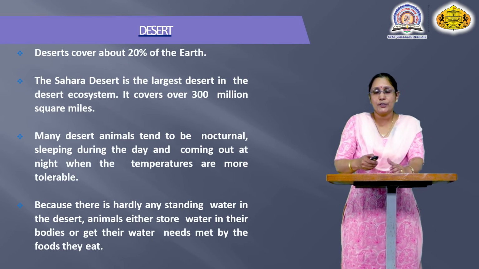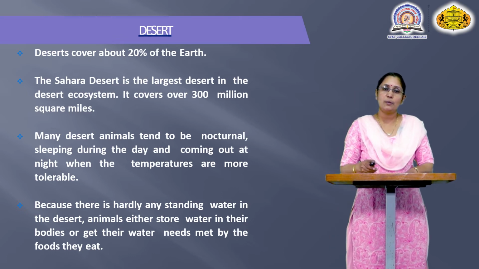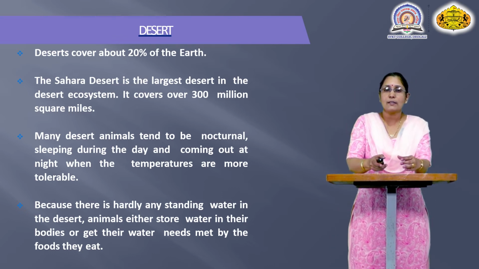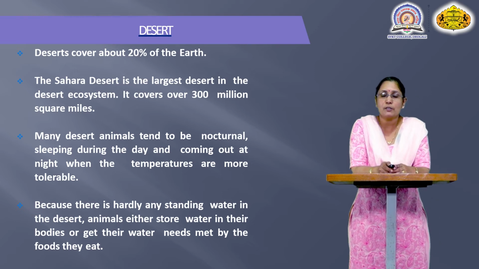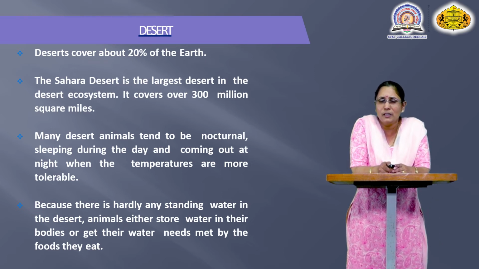Next to grassland, we turn towards this interesting ecosystem, that is desert. Desert covers about 20% of our Earth's surface. It has been observed that near about 20% of Earth's surface is covered by desert. One good example we know is the Sahara Desert, which is the largest desert in the desert ecosystem. If you are talking about the surface area of the Sahara Desert, it covers up to 300 million square miles.